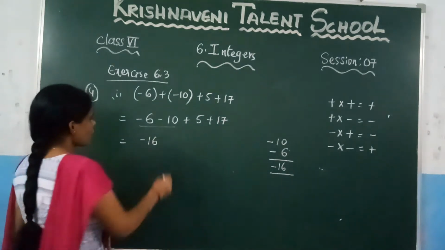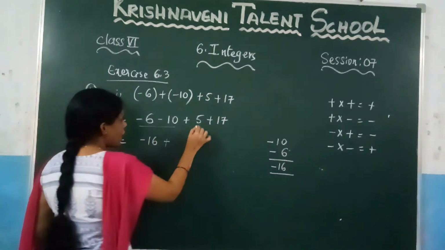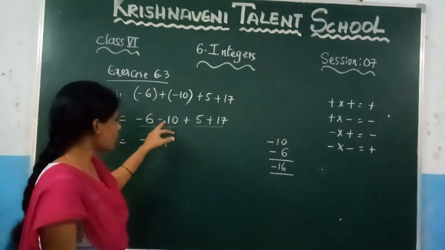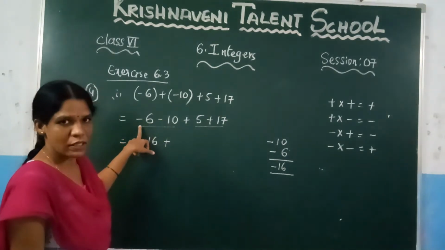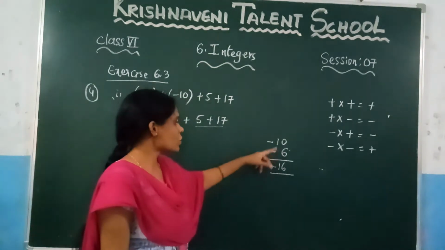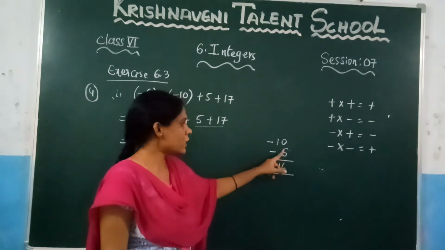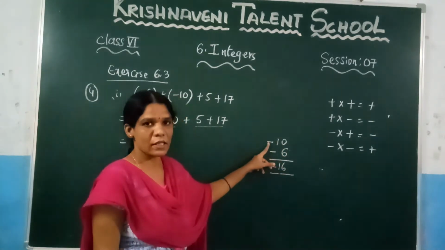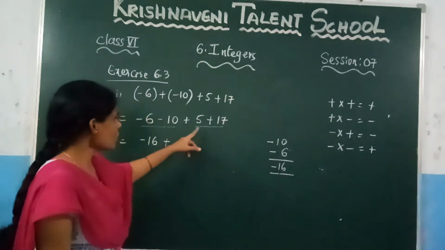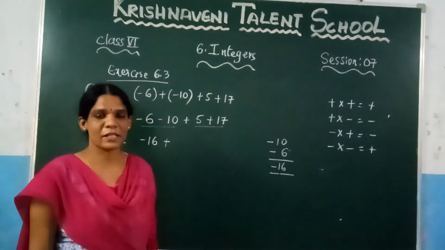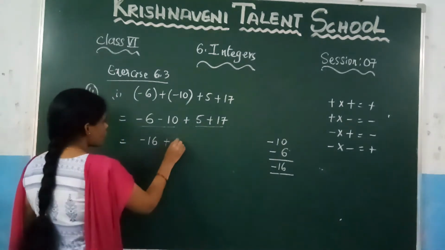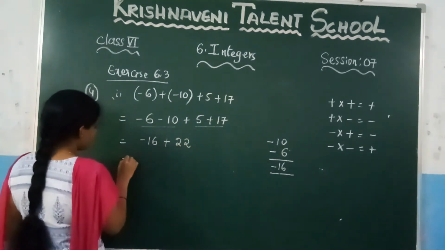Understood? Now, I have added these two values. Here minus 10 is there, here minus 6 is there. If both have the negative symbol, you need to add the numbers, so you are getting 16. For the bigger number, which symbol is there? Minus. So in the answer, you need to keep minus. Now, let us add 17 plus 5. What is the value of 17 plus 5? Which is 22. So, write it here 22.